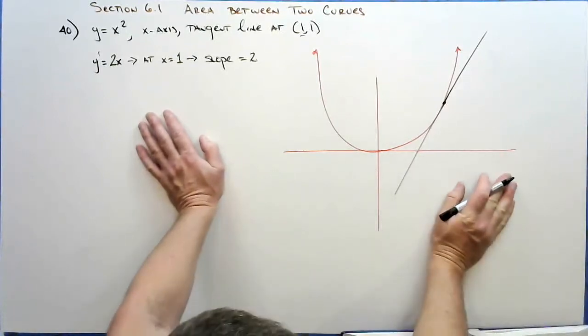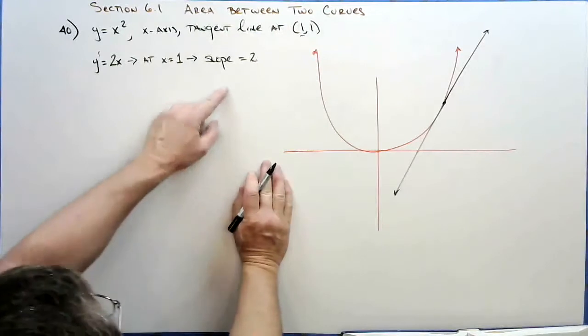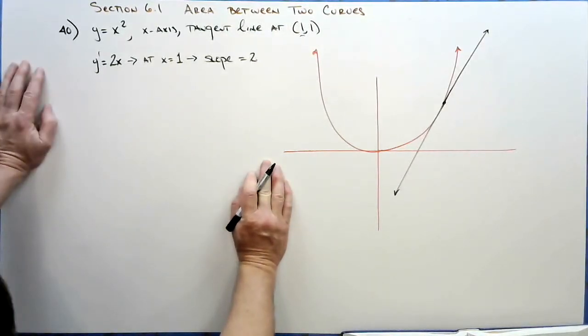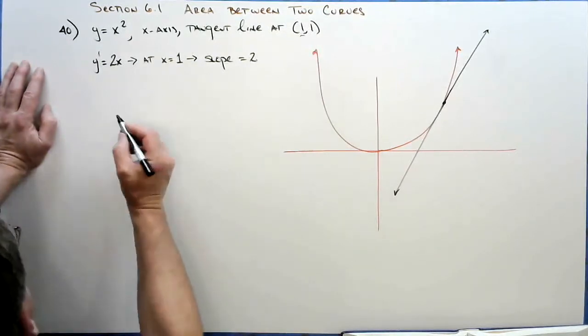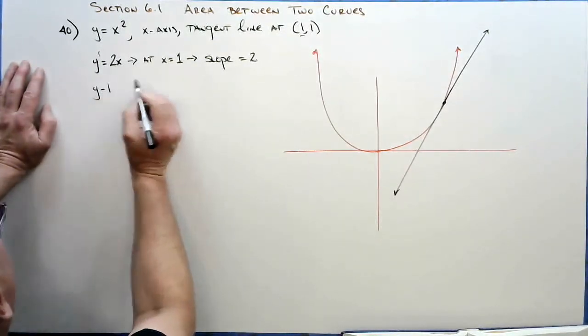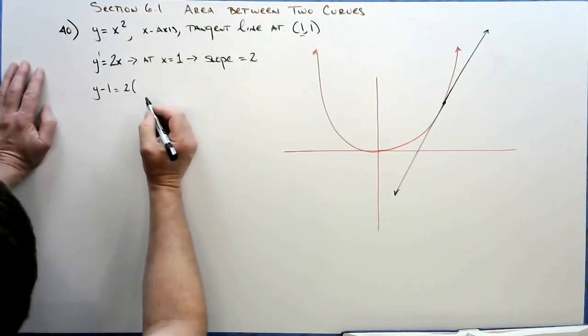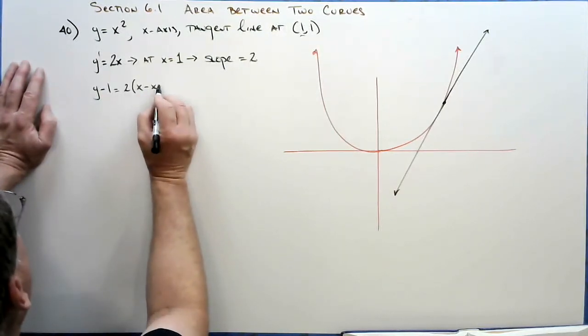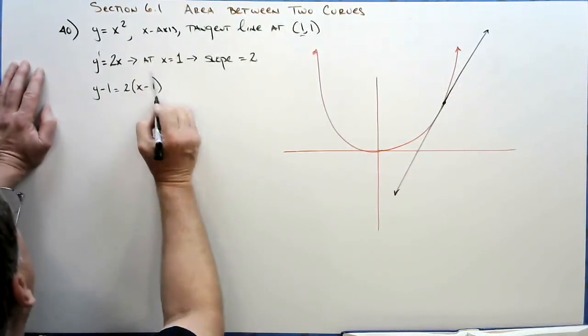So it looks like this, right? This is our line. The slope is 2. We can find the equation of the line because we can find the equation of the tangent line. We have a point and we have a slope, so we can use the point-slope formula. y minus the y coordinate, which is 1, equals the slope 2 times x minus the x coordinate, which is also 1.